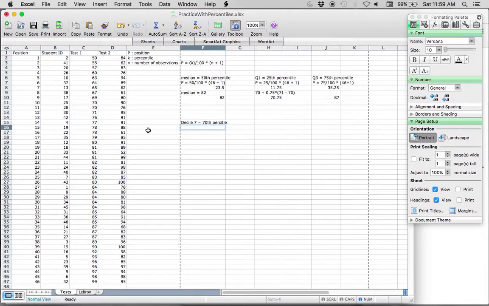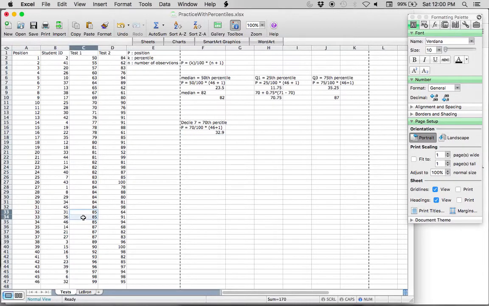So we just use our same formula. P equals 70 divided by 100 times 46 plus 1. We'll have Excel compute what that is. I'm sure doing this by hand is good practice. You should do that if you want. So we want the 32.9 position, so between 32 and 33.